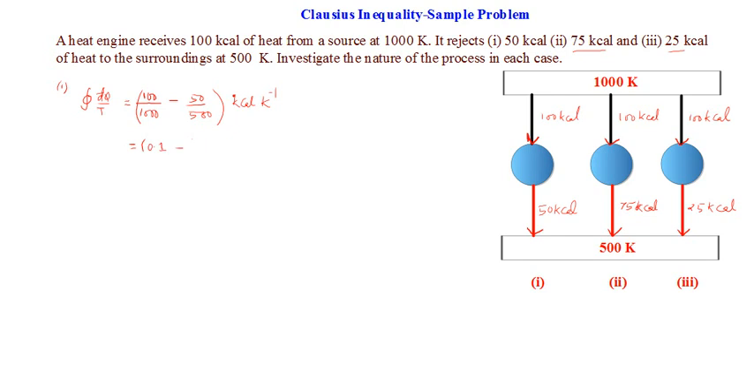Minus, what is the 50 by 500? Of course, 50 by 500. Anyway, it will be less than that, right? So, it will be just 0.1, right? Again, 0.1. Okay. So, 0.1 minus 0.1, that is equal to 0. So, this particular case number 1 gives the closed integral d bar q over t is equal to 0.